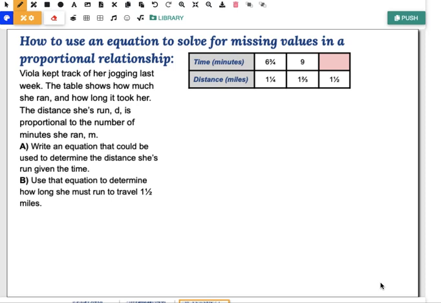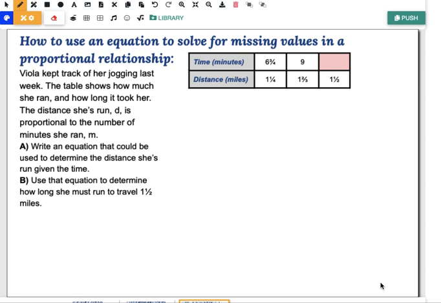And in this video, we're going to go over how to use an equation to solve for missing values in a proportional relationship. In this particular instance, you still have to come up with the equation, but we're still going to get one and then use it to determine that pink box in the table that doesn't have a number. Okay, so let's read this and go from there.